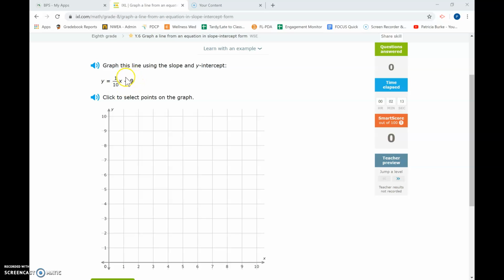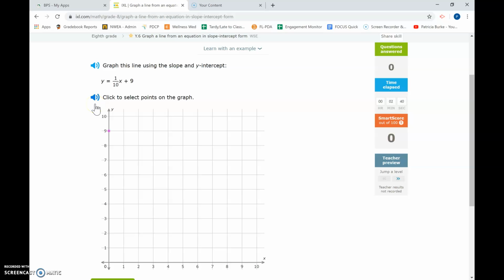So how do you graph these in IXL? Well, you start with your y-intercept, or your b, which is plus 9. Remember, this is your y-axis, and your y-intercept is just where the line crosses the y-axis. So we know that's positive 9, and so you're going to click on 9 and put a little dot there.